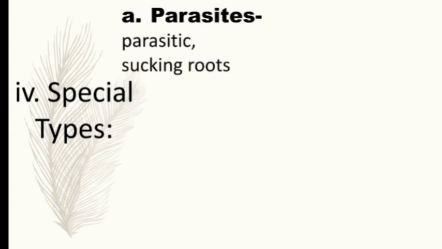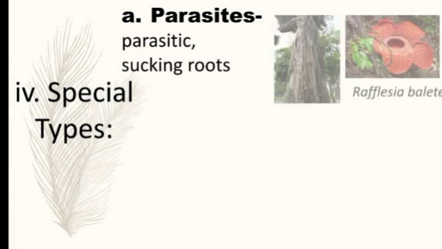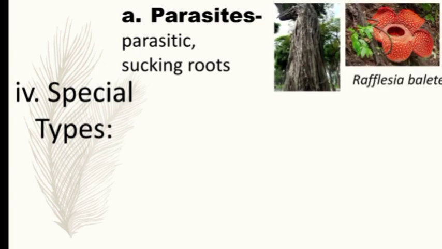And the fourth is the special types. First is the parasites, which consist of parasitic sucking roots like the balete. Okay? Examples again is the Rafflesia balete, which smells like rotten meat.